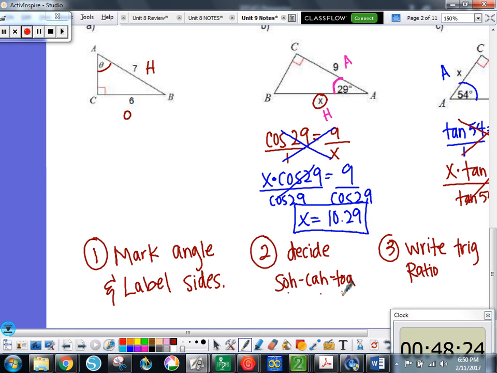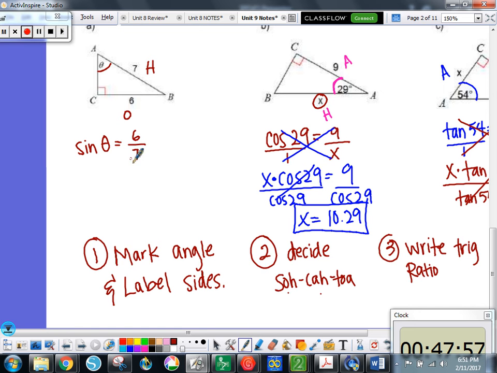Decide, am I using SOHCAHTOA? So OH would be sine. But here's the major difference. I'm not doing the sine of a number. I'm doing the sine of the variable. That is what I'm trying to solve for. Okay? So sine theta equals opposite over hypotenuse.